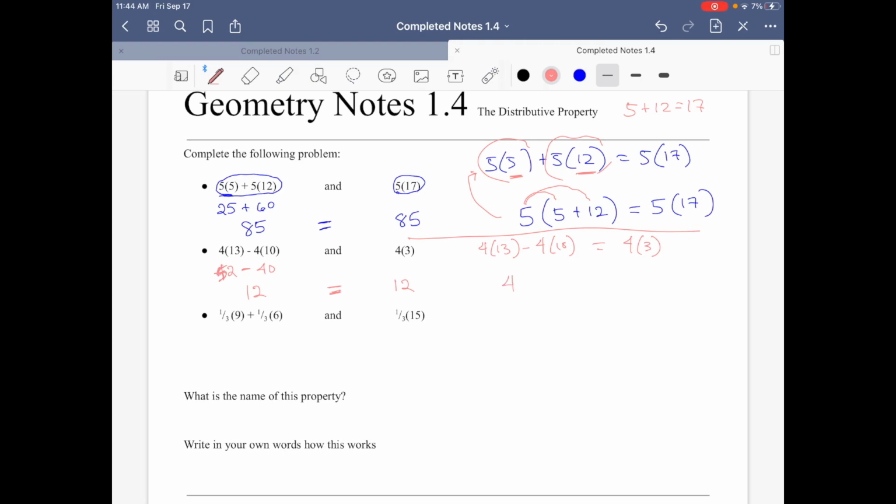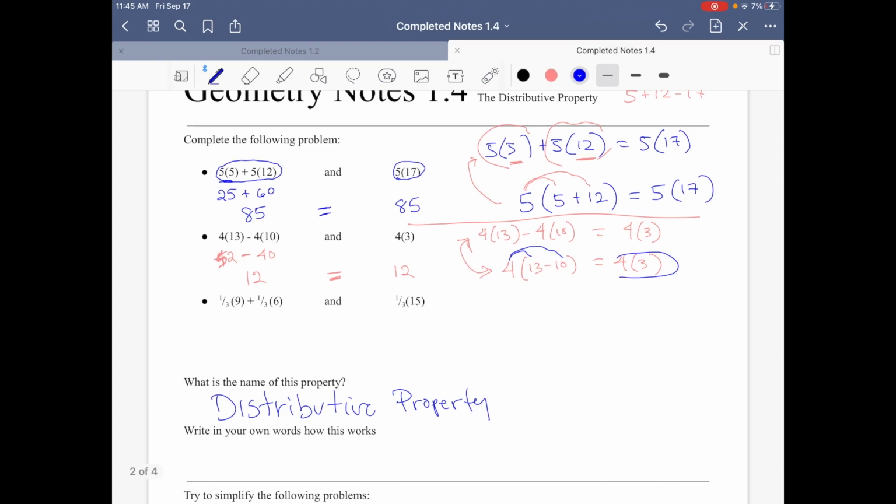And 13 minus 10, that's the same as 13 minus 10, right? So if these things are all equal to each other, isn't 4 times 13 minus 4 times 10 the same as 4 times (13 minus 10) here? Yeah, we call this the distributive property. And it's easier to see when we know all the numbers, but it works a little bit more once we have some variables.